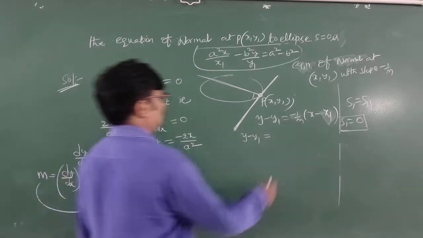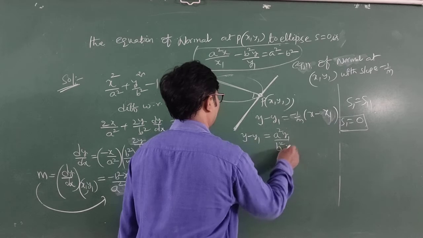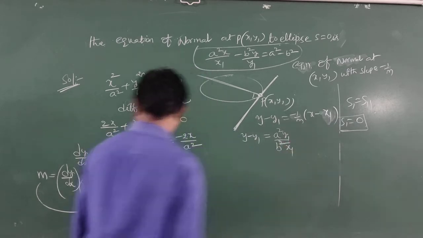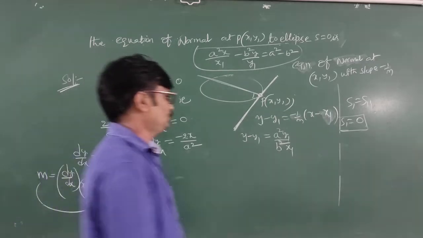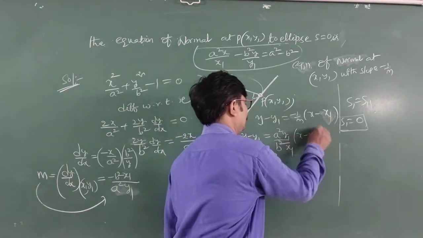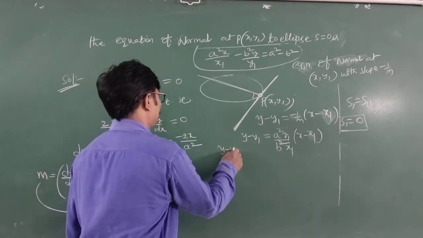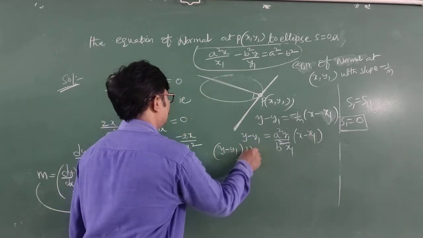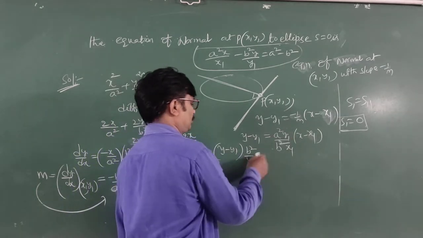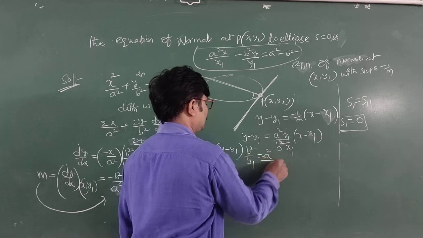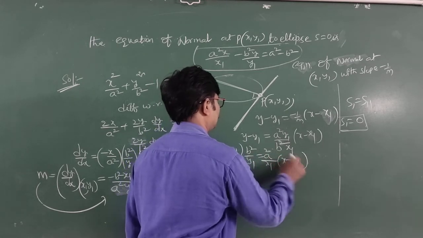So students, the slope m is b square x1 by a square y1, and minus becomes plus. So y minus y1 equal to a square y1 by b square x1 into (x minus x1). Now the y minus y1 into b square by y1, the b square is sent to the other side and y1 also, gives a square by x1 into (x minus x1).